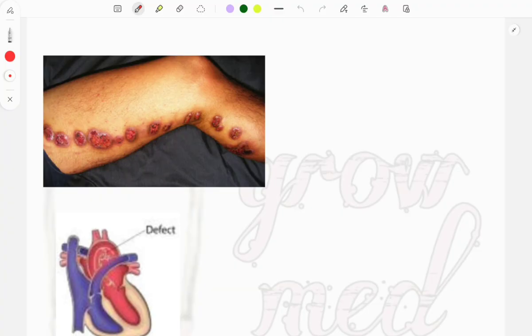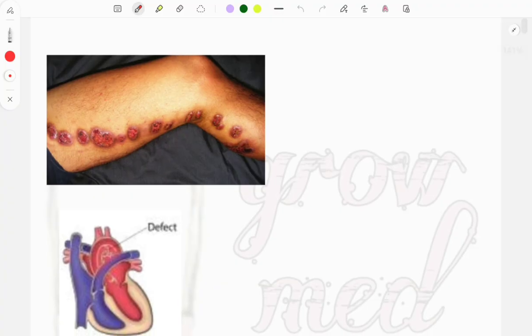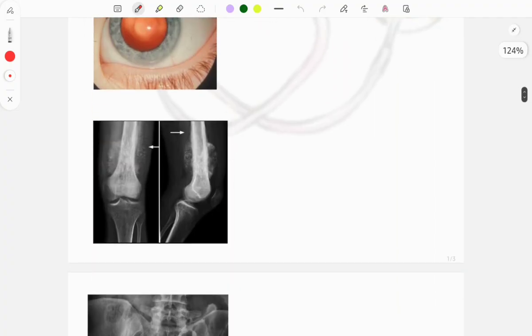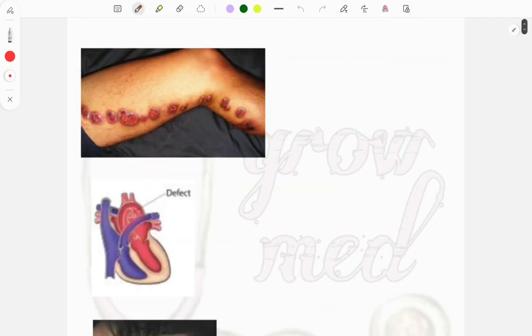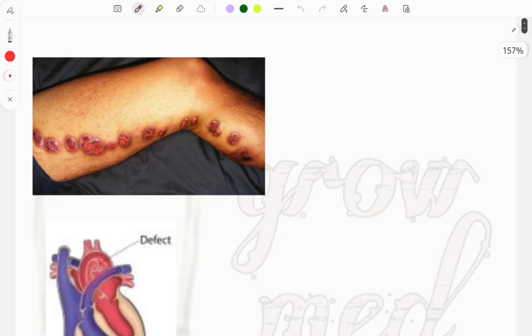Today's session is about the important images asked in the exam. I'll also tell you which image was asked in which exam, and we'll discuss a few things related to the images. So look at the first image.